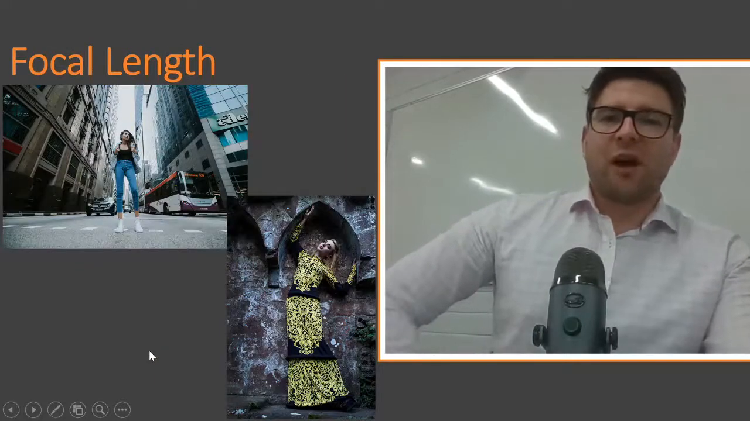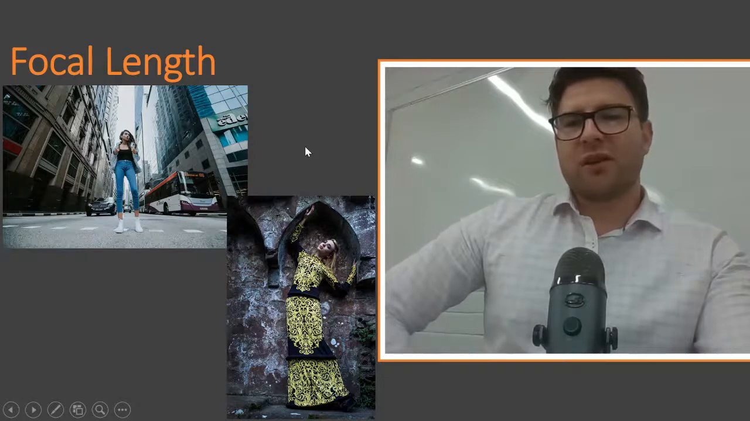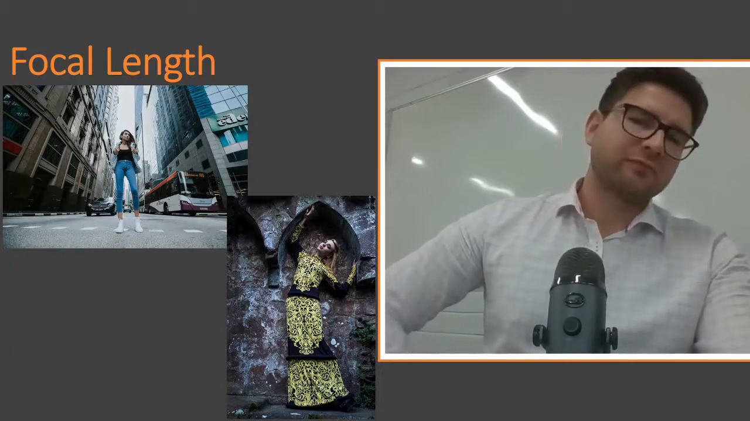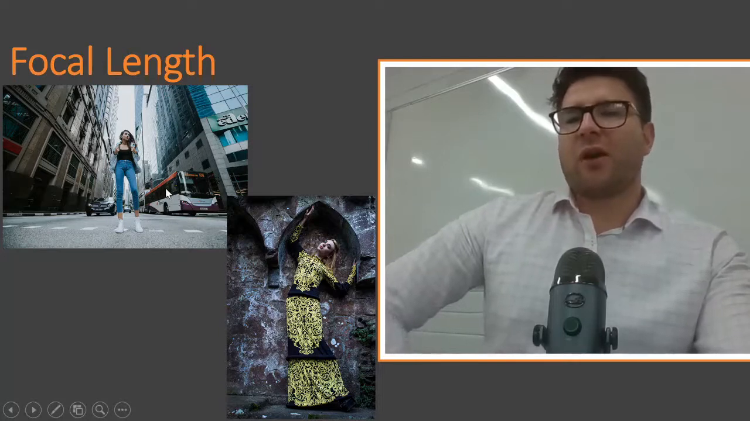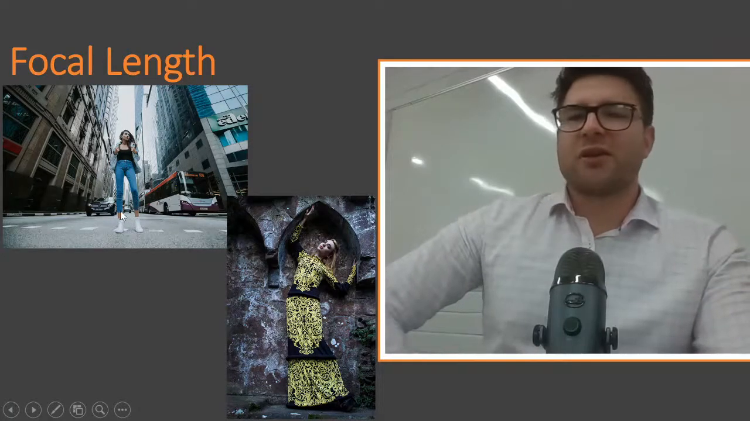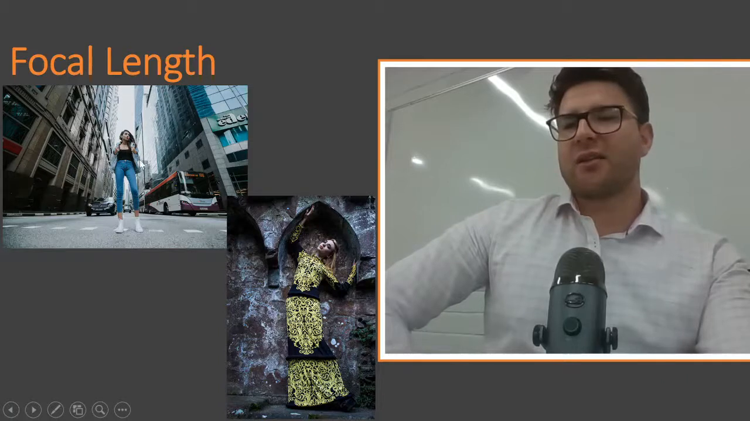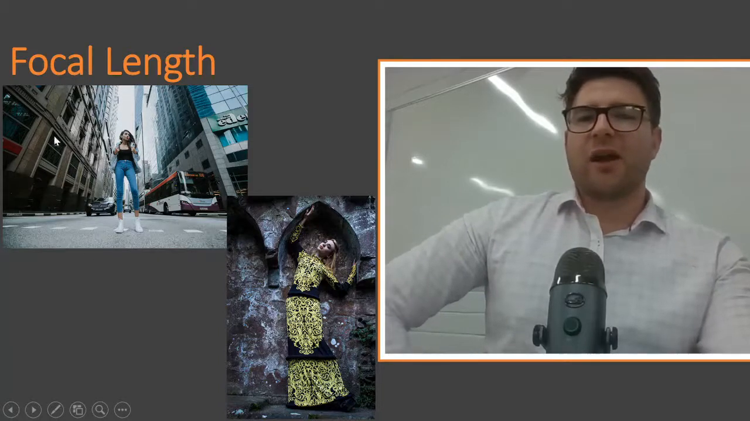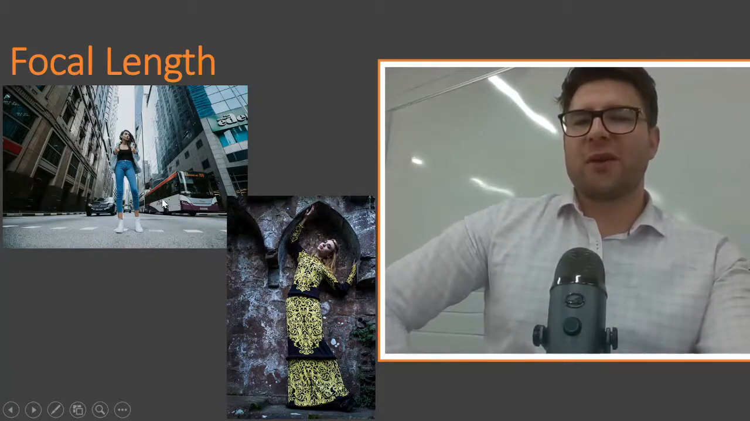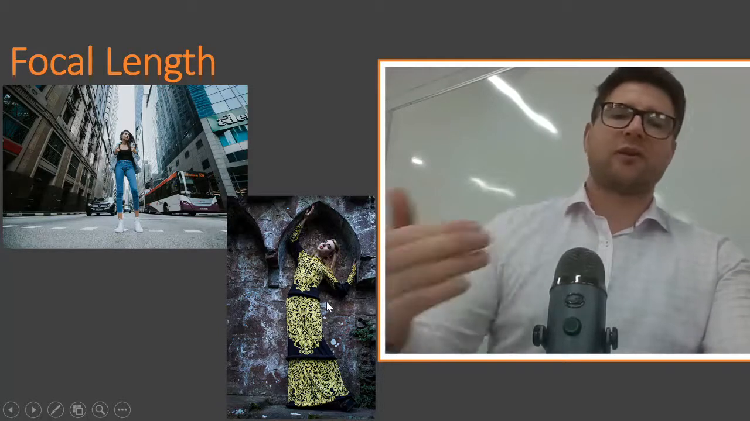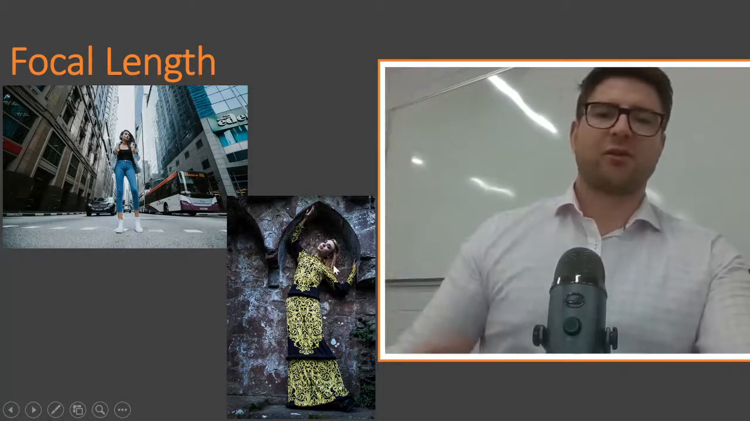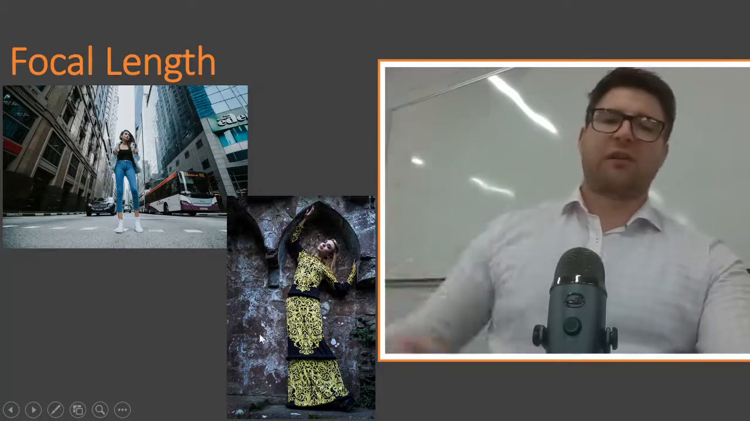Focal length, same with portraiture, and same with architecture, determines the perspective of the image. If you're up close to your subject, if you're using a wide angle lens, if you're coming down low, then you're going to create this sort of distorted perspective, versus if you're standing further back and you're using a longer focal length and you're zooming in, you're flattening the image and creating a more natural looking effect.